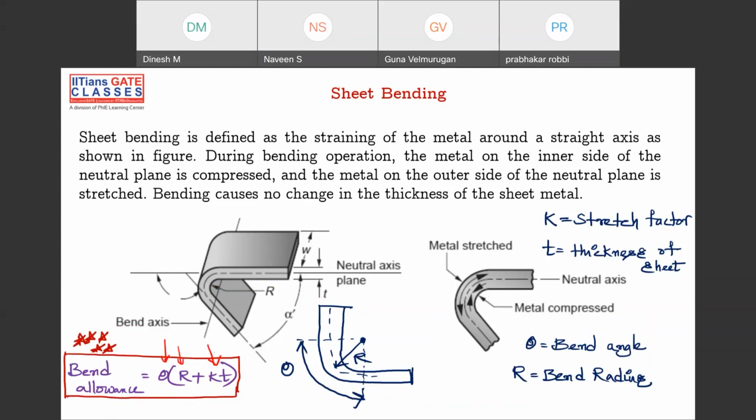You have to make that much bend, because obviously this theta into R will be this curve. Theta into R plus KT will give you a little more curve, a little more bend will happen, and that is the allowance. It will come back, rebound. Are you understanding my point? Yes, very good. So this is a very important formula that you have to note for bending. Very good. Now let's proceed.